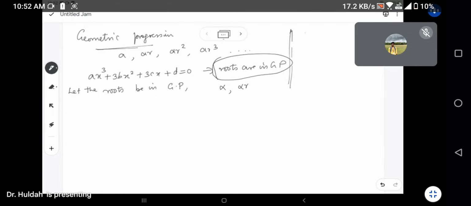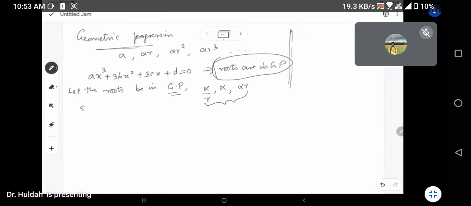But you remember in the last class I told you it is convenient for us to take it as a by R or alpha by R when it is a cubic equation. It will be easier for our calculations. Okay, so let me take this as my 3 roots. Is this okay, children? Do you all understand? Am I audible? Yes, ma'am. Understood, ma'am. Understood? Okay. So I'm assuming the roots to be alpha by R, alpha and alpha R. Cubic equation, so 3 roots, they are in GP.